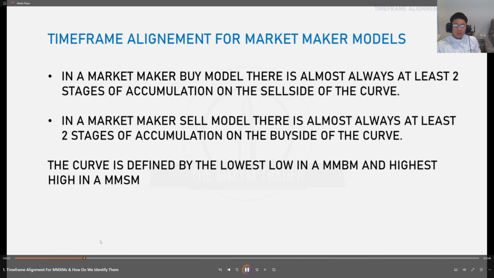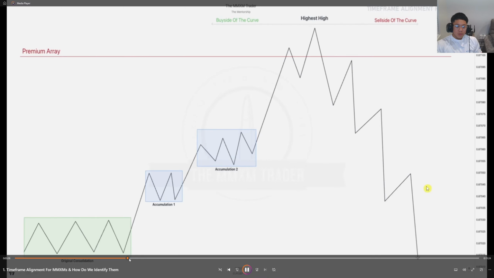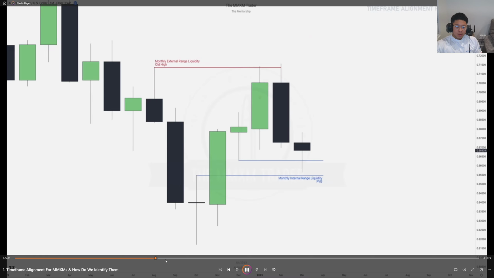So in a market maker buy model, there is almost always at least 2 stages of accumulation on the sell side of the curve. Accumulation phase number 1, and then once we break, same for phase number 2, confirming sell side of internal range with order pairing. So we've hit that external range liquidity. So what is the draw on liquidity afterwards? Right here, we want to go to internal range, right?